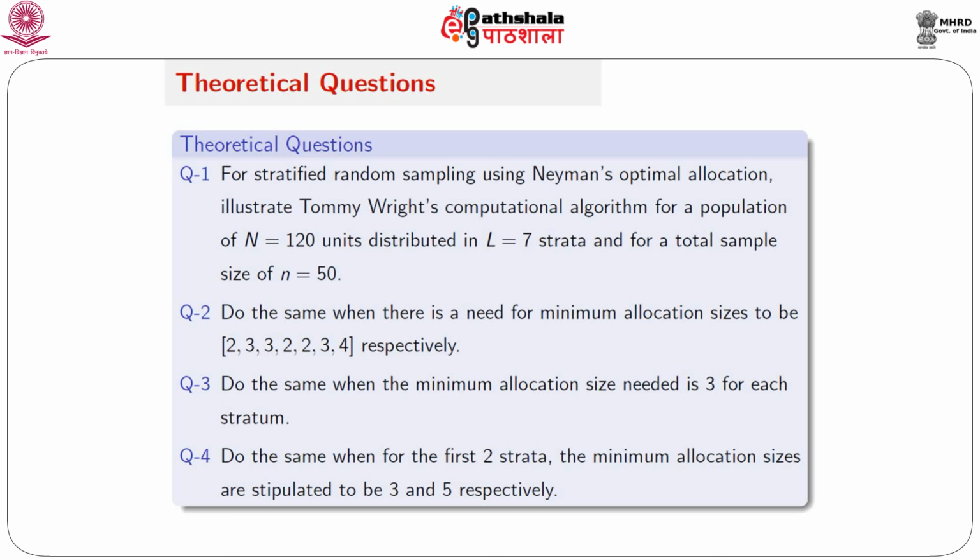Question 1. For stratified random sampling using Neyman's optimal allocation, illustrate Tommy Wright's computational algorithm for a population of capital N equals 120 units, distributed in L equals 7 strata, and for a total sample size of n equals 50. Okay, so this is a straightforward problem. Once we have understood what is going on, we prepare that two-way table, and this time we have to pick up a sample of size n equal to 50. So we make top selection. There are 7 strata, a lot of things going on, and we have to start counting the top numbers across all the rows till we hit a total of 50.